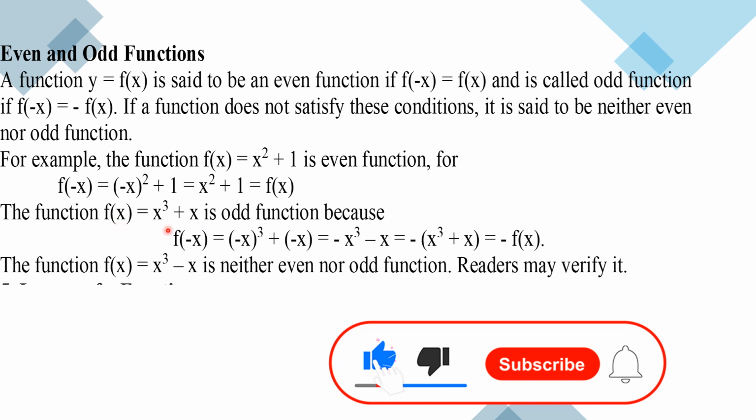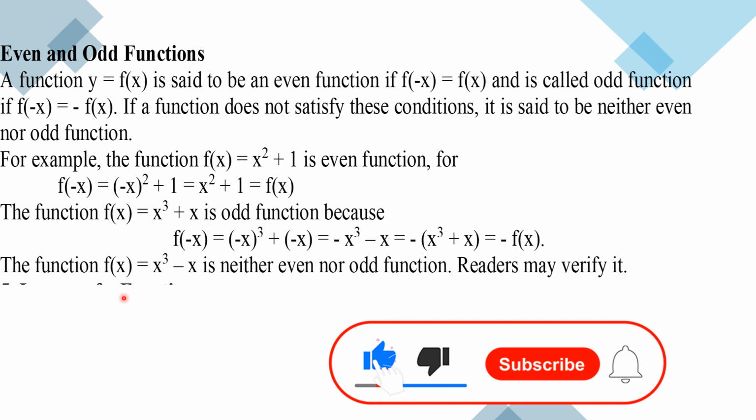And if f of minus x is equal to minus f of x, if any function can be written that way, then that function is called an odd function. Now take f of x equals x cube plus x. If we replace x with minus x, it becomes minus x cube minus x. Taking minus as a common factor, the rest is x cube plus x. This is f of x. So f of minus x is equal to minus f of x, so x cube plus x is an odd function.